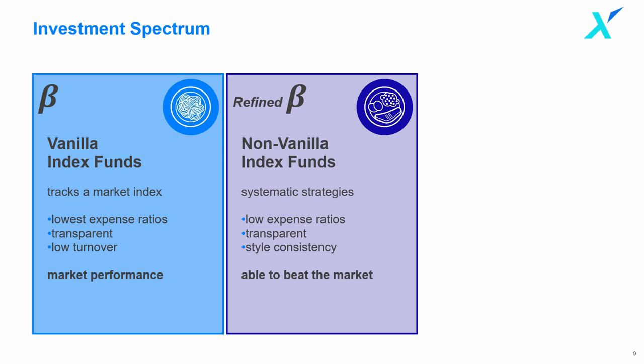So with vanilla index funds, you get market performance very cost effectively. With non-vanilla index funds, you get the potential to outperform the market. But obviously, there are no guarantees of that. Like with any actively managed strategy, there's no guarantee that it will outperform, but the opportunity to outperform does exist.